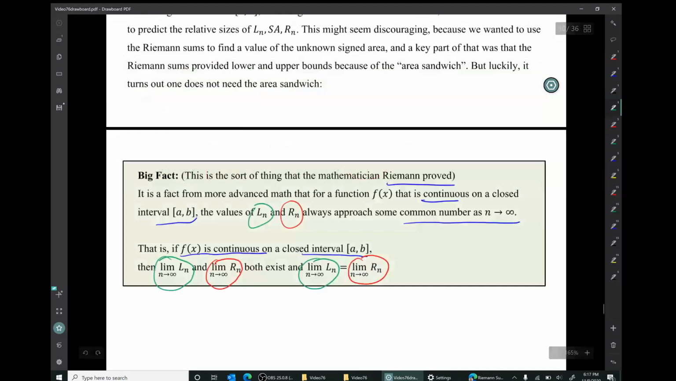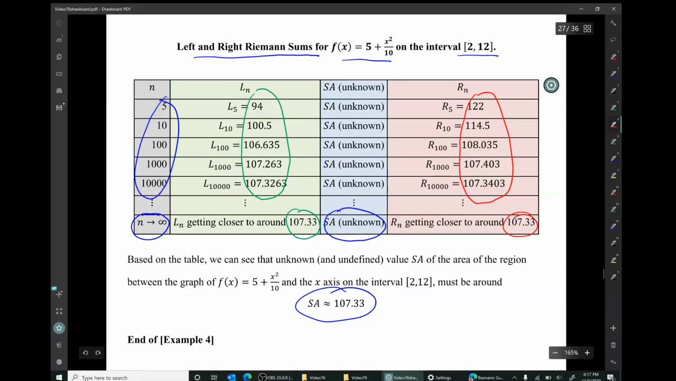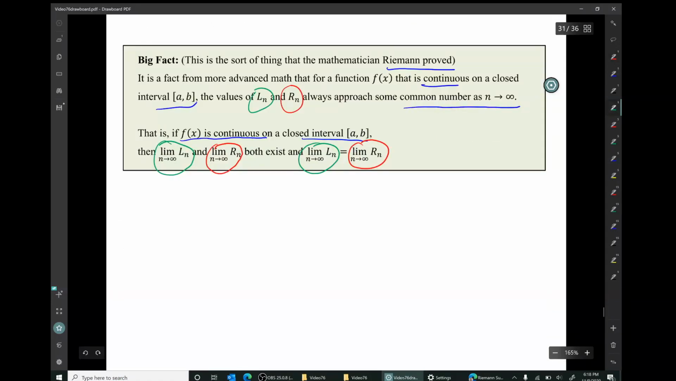Let's go back up and look at our table. In this example, the values of the left sums were getting closer and closer to this number. So we would say that the limit of the left sums is around 107.33. And the values of the right sums were getting closer and closer to this number. So it would look like the value of the right sums is around 107.33. So again, the big fact is the limit of the left sums as n goes to infinity equals the limit of the right sums as n goes to infinity.